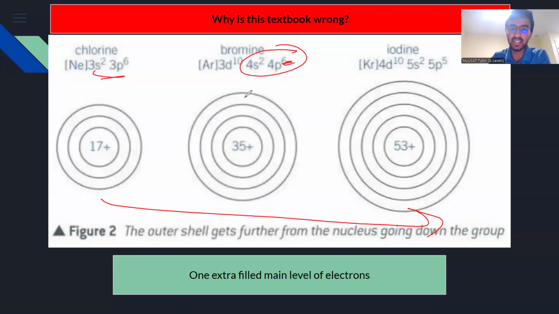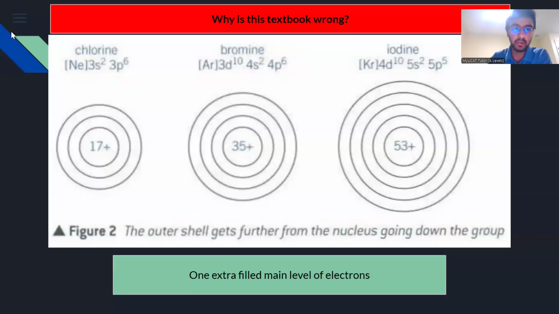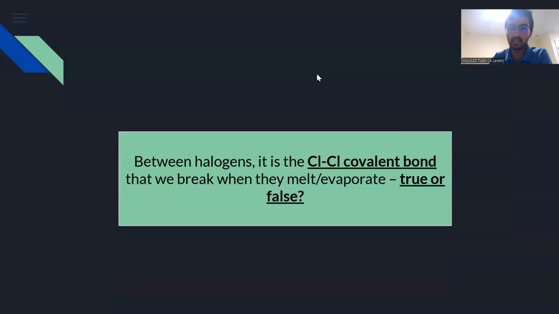But as you can see, key idea here, which they were right about in the textbook too, the outer shell is going to get further away. You've got one additional shell as you go down the group. And that's going to be quite important when we start to think about the properties of these halogens and how they change.